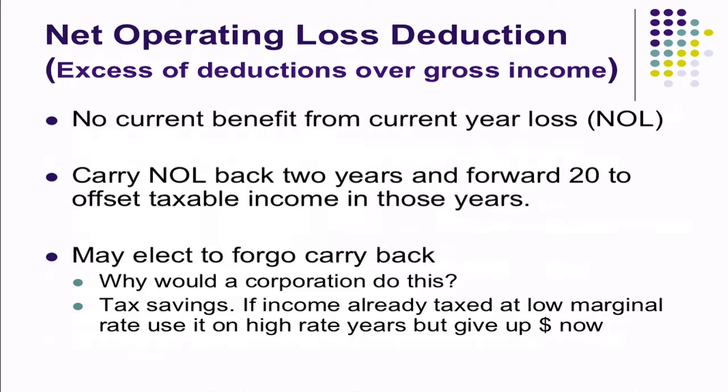But again, you have carry back and carry forward provisions in the code so that if a company has an NOL in a year, they can carry it back 2 years and they can carry it forward 20 years to offset taxable income in those years. So you don't get a current benefit, but you got a carry back and a carry forward again for an NOL. And some companies may decide not to carry it back.